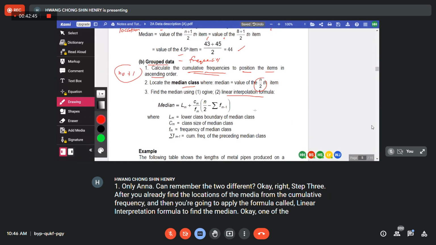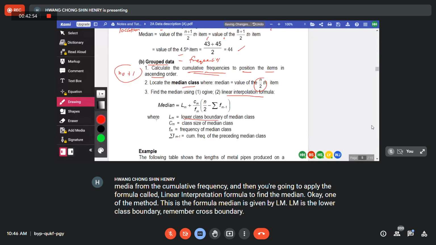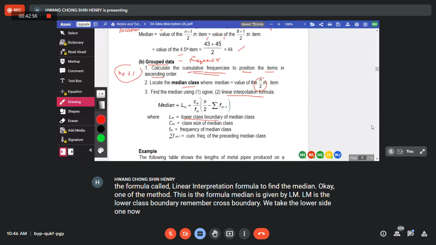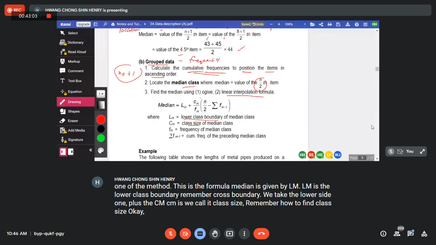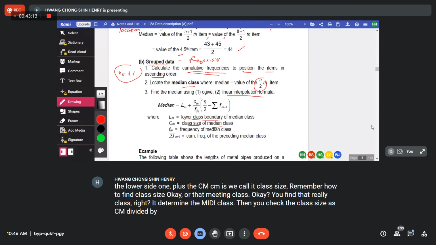Okay, one of the methods. This is the formula. Median is given by Lm. Lm is the lower class boundary. Remember class boundary? We take the lower side one, plus the Cm. Cm, we call it class size. Remember how to find class size? For that median class, you find the median class, right? You determine the median class, then you check the class size. That's our Cm. Divided by Fm. Fm is the frequency of that median class.